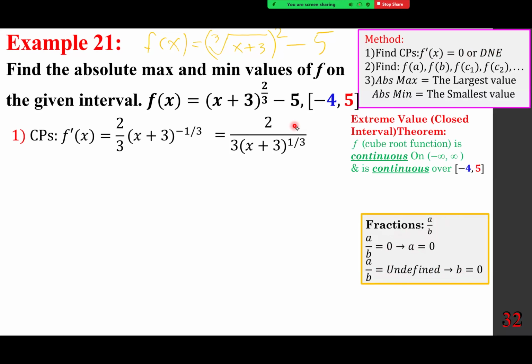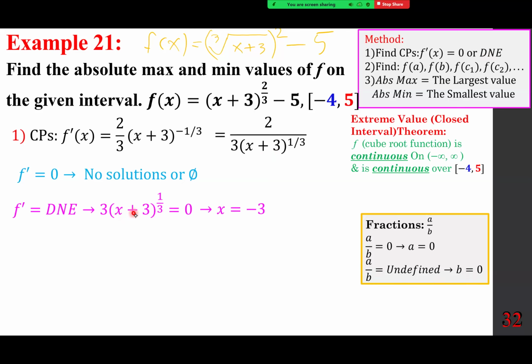So is this fraction 0? The answer is no, because the numerator is a number. It doesn't matter, positive, negative, small or large. The numerator is 2, can never be 0. End of this story. If now we go to this part, f prime does not exist. Yes, it can, because b equal to 0, so set the denominator equal to 0. f prime does not exist when the bottom is 0. You don't even have to solve it. You can see that if x is negative 3, this becomes 0. You can go through the process, but it's obvious the answer is negative 3.